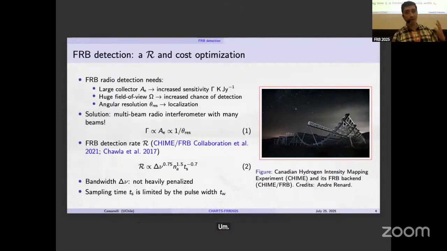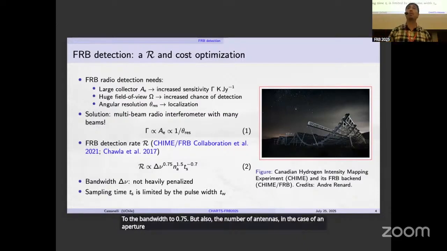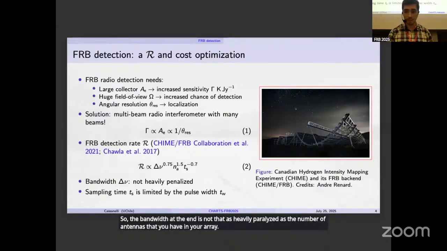On the other hand, we have the FRB detection rate. The FRB detection rate scales with the bandwidth to the 0.75, but also with the number of antennas, in the case of an aperture array, to the 1.5. So the bandwidth at the end is not as heavily penalized as the number of antennas that you have in your array. That's something to keep in mind.